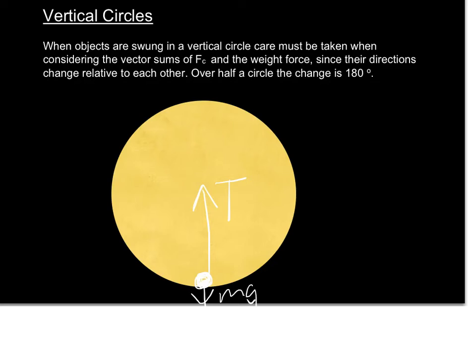That's mg. The centripetal force, we know, of course, is the resultant of these two, and must be acting straight towards the centre of the circle. So we could say that the centripetal force in this case would be equal to the tension force, take away the weight force mg. However, at the top we have to be careful because things change.